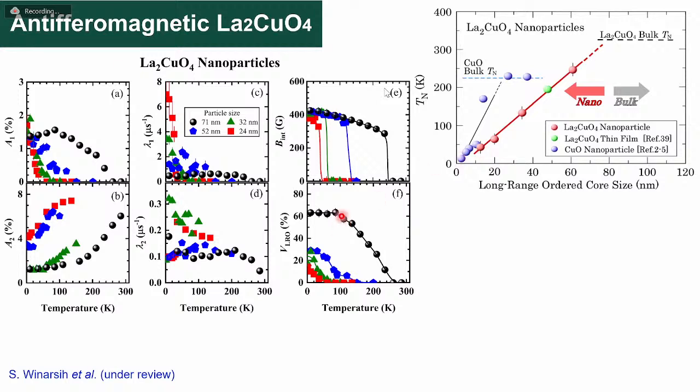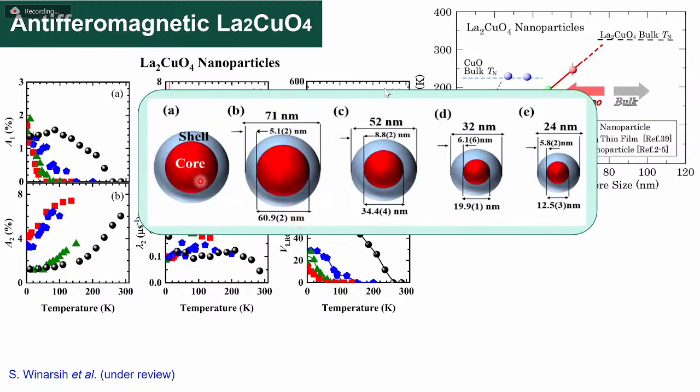And then to visualize the long-range magnetic ordered region, we propose a core-shell model. In the core-shell model here, the core is assumed to have the long-range ordered region, and the shell has the short-range ordered region. The core size and the shell size we can estimate from the volume fraction of the long-range ordered region. So that's the spin dynamics and also spin interaction that we can get from μSR.